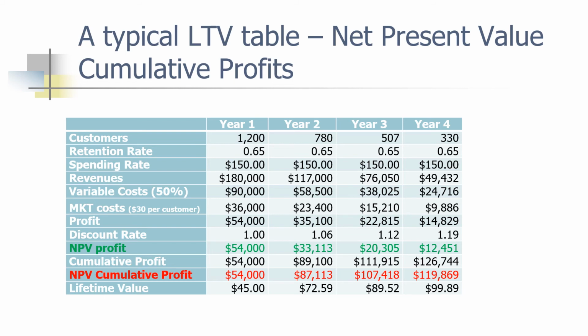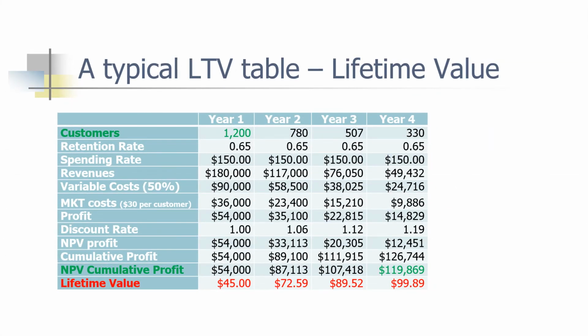Then I have $87,113, and the next year my net present value of profit is $20,305. So I add $20,305 to the $87,113, and I get $107,418. So you should be able to see here how you would build the net cumulative profit formula into this. And then the finale of all of this is the calculation of lifetime value. At the end of 4 years, my net present value cumulative profit is $119,869.